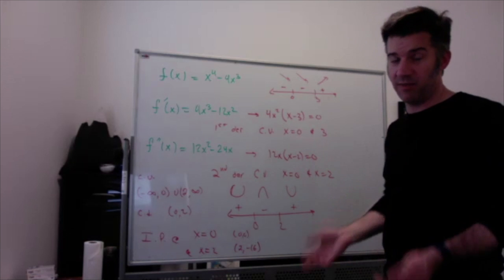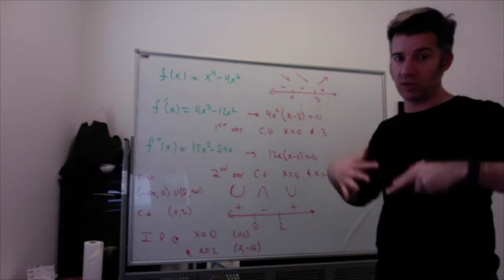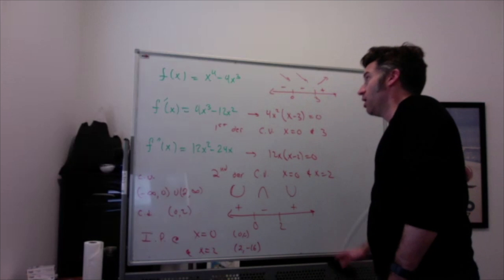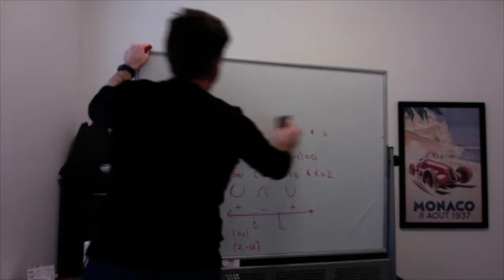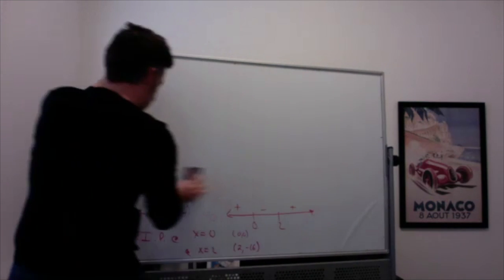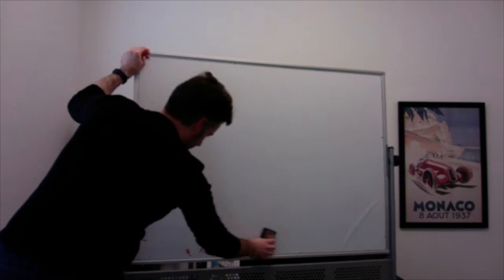All right, so that's most of what there is to the second derivative, right? We see where it's positive, that's where it's concave up. We see where it's negative, that's where the function is concave down. Yeah, all right. So let's talk about some optimization problems. Let's start with this one.